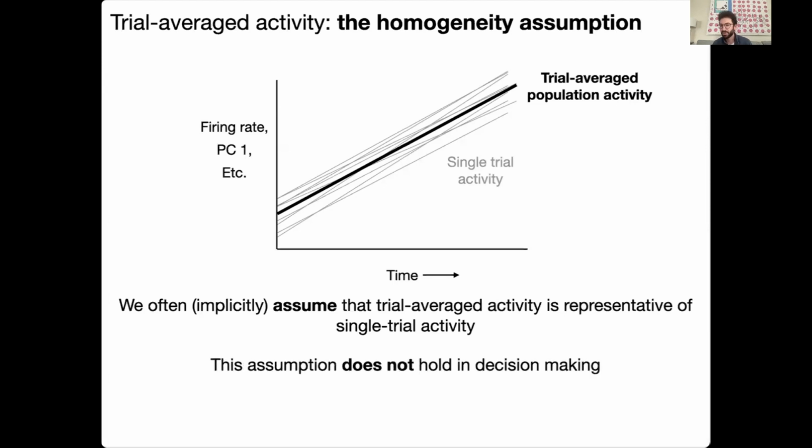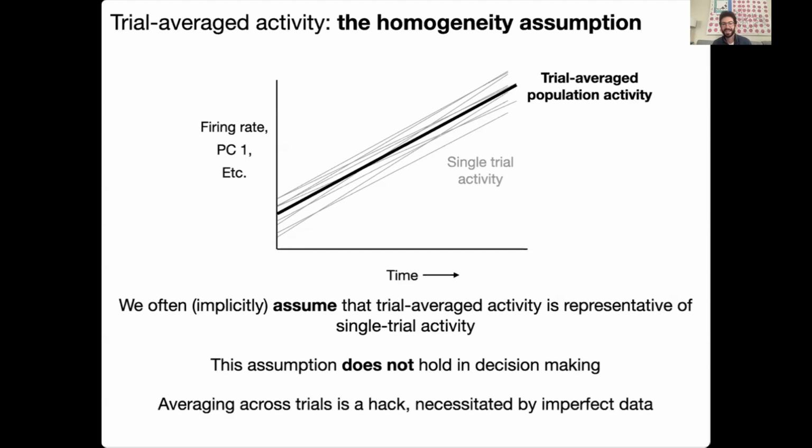And what I'm going to show you today is this assumption just does not hold in decision making, really any cognitive process where the behavior is completely internally generated. And more generally, averaging activity across trials is a hack necessitated by imperfect data. And as our data gets better and better, we should really make sure we're relying on it less and less.